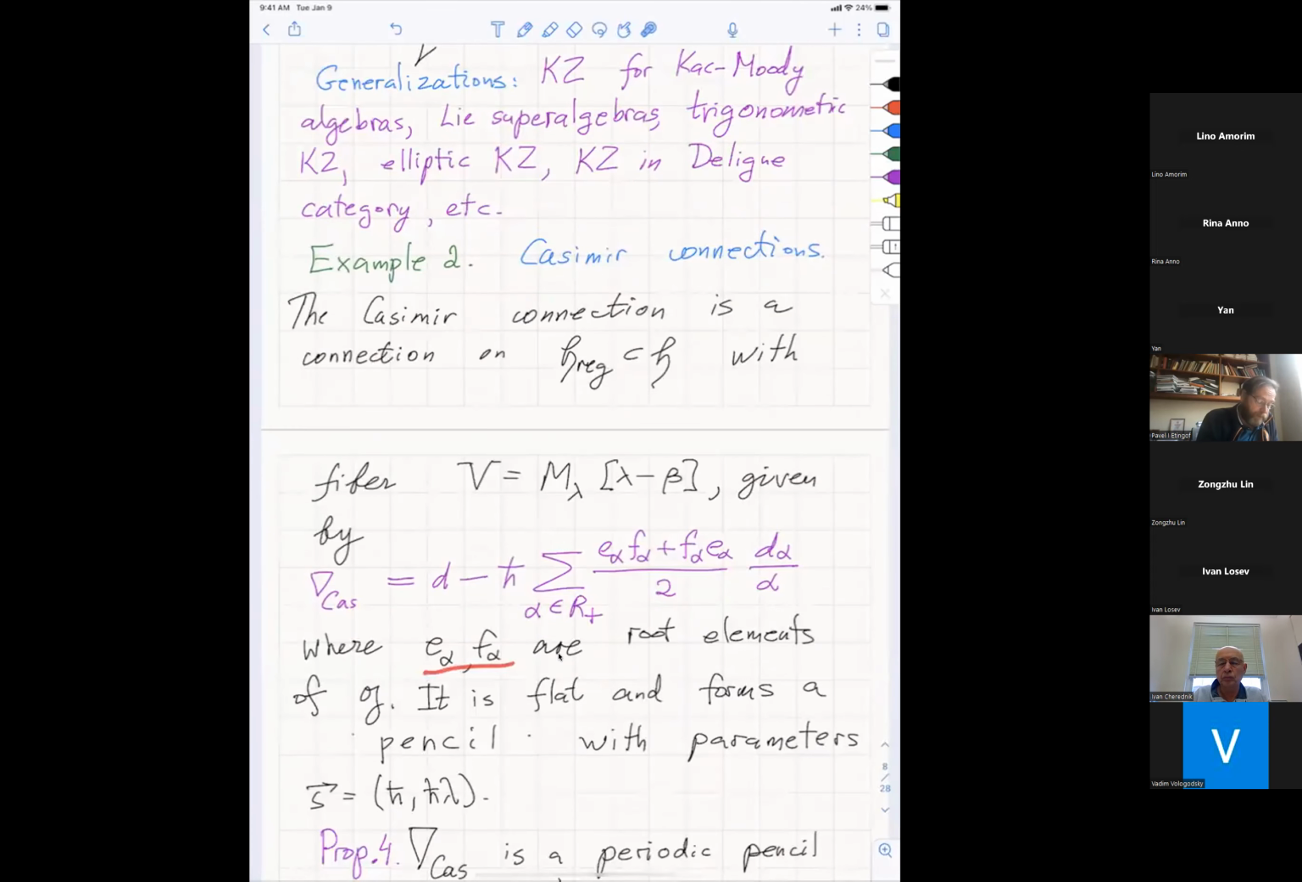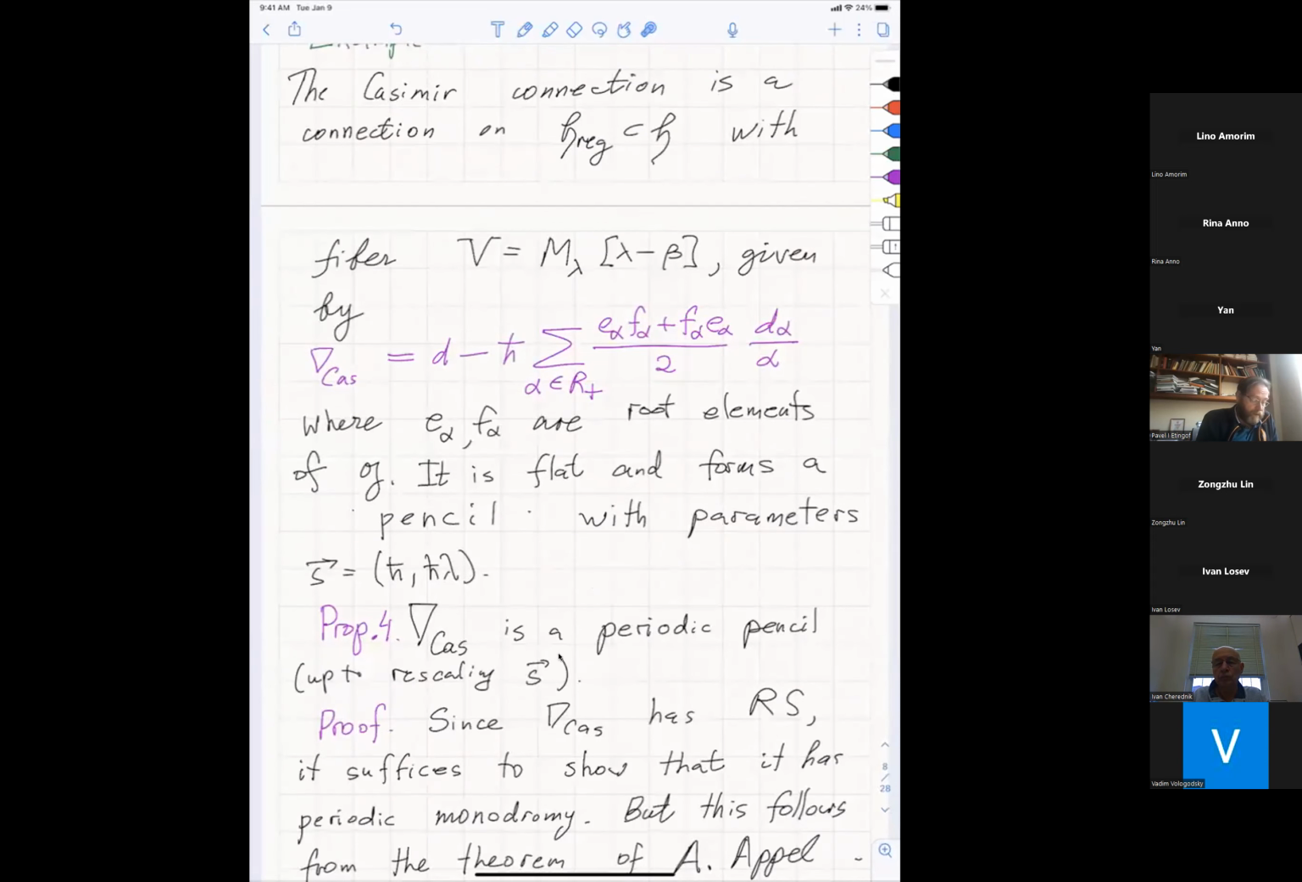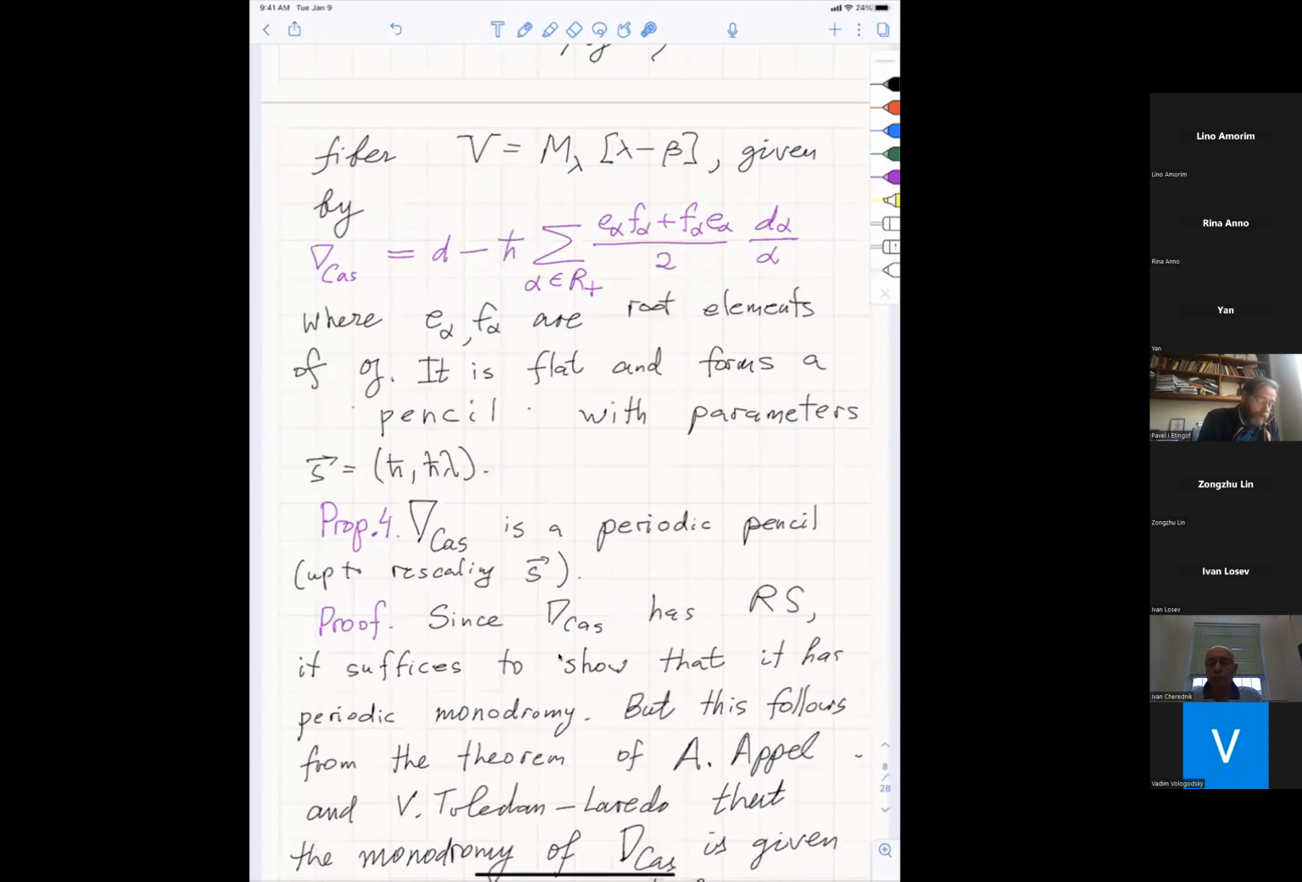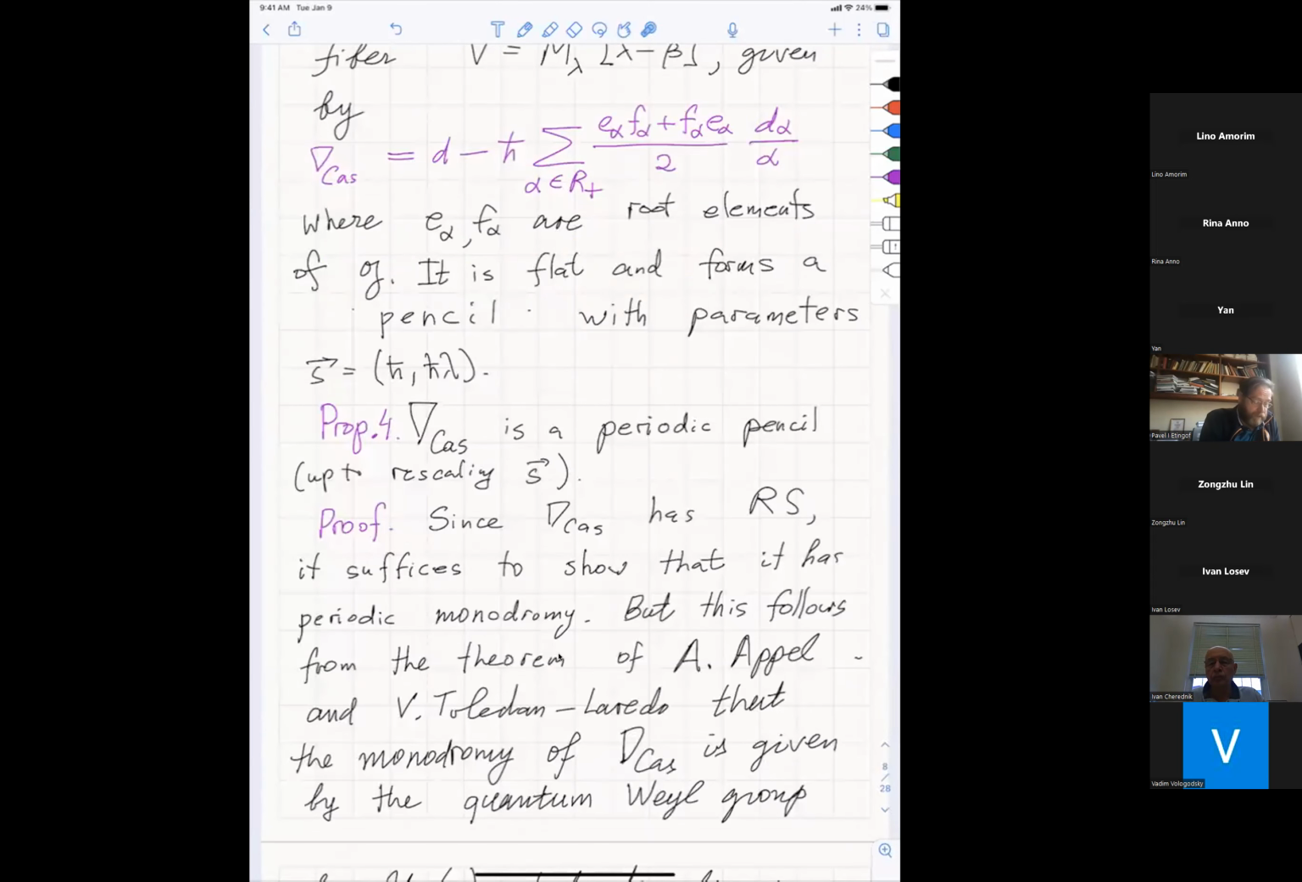where these are root elements of G. And this is known to be flat, and it forms a pencil, and the parameters of this pencil are again h and also h lambda. And so the proposition is that this is a periodic pencil, again up to rescaling s by a small integer. The proof is the same. So we have regular singularities.